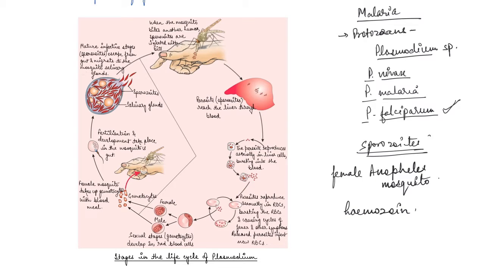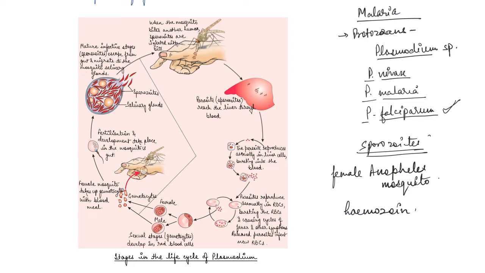Now, when a female Anopheles mosquito bites an infected person, these parasites again enter the mosquito's body and undergo further development. These parasites multiply within the body and form sporozoites, and these are stored in the salivary glands of the mosquito. Then the mosquito again becomes a carrier, and when it bites another human, these sporozoites are introduced into the human body, again causing malarial symptoms.